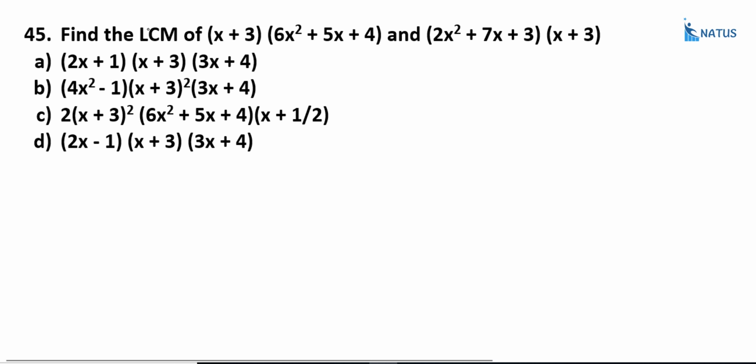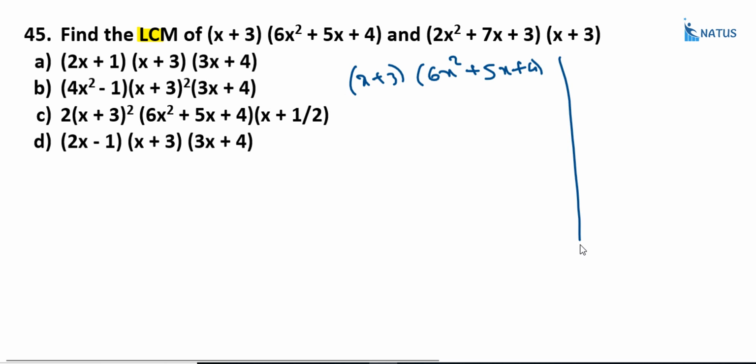45th one. The LCM of x plus 3 into 6x square plus 5x plus 4, and 2x square plus 7x plus 3 into x plus 3. Now, the equations are x plus 3 into 6x square plus 5x plus 4, and the other one, 2x square plus 7x plus 3 into x plus 3, right?